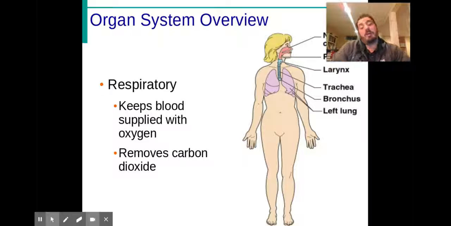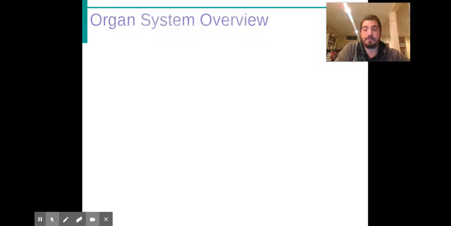All right, also really key and connected to the cardiovascular system is our respiratory system, right? This is how we get air, and in the air is that gas we all love, oxygen, down into our lungs, all right? It keeps our blood supplied with oxygen, and it removes that carbon dioxide waste. So not only does it bring stuff in, it also brings out that waste.